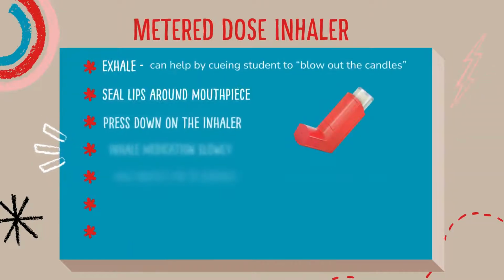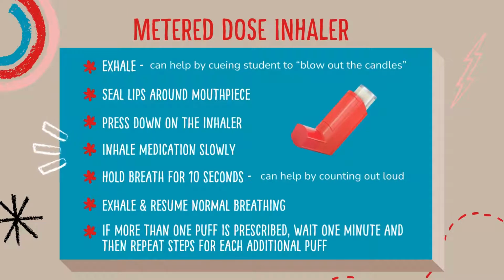To use a metered dose inhaler without a spacer attached, students should first exhale completely. It can be helpful to prompt the student to exhale by instructing them to blow out the candles. After exhaling, the mouthpiece of the inhaler should be inserted into the student's mouth with their lips forming a seal around it. The inhaler should then be depressed, and the student should inhale slowly, and then hold for a count of 10 seconds. Counting aloud can be an effective support during this step. Next, the student should exhale and resume breathing normally.